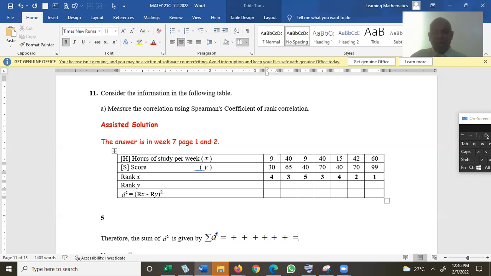Now we have to repeat that same thing for score, rank of Y. Below there, we're going to rank the score now. The highest score is 99. You get a rank of 1. The second highest is 70, so it gets a rank of 2.